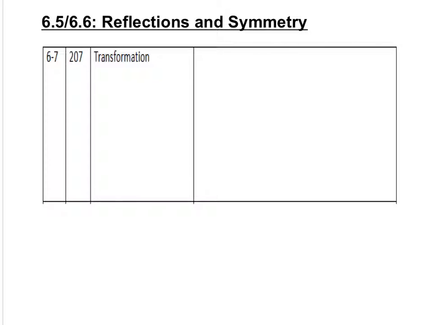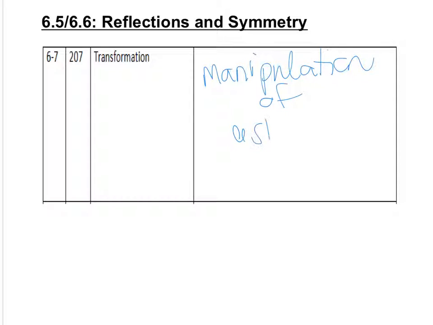So, part of chapter 6 that we're doing is all in transformations. And a transformation is just a manipulation of a shape. All it means is that the shape is changing. So it might get bigger, it might get smaller, it might turn, it might flip over, it might do all these different kinds of things.